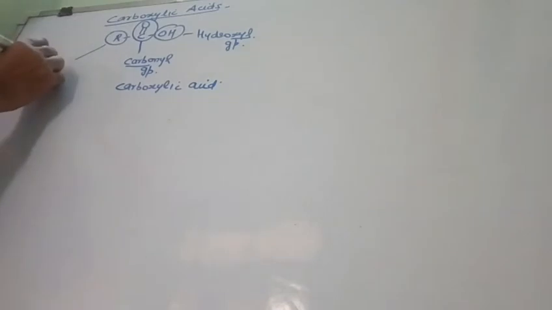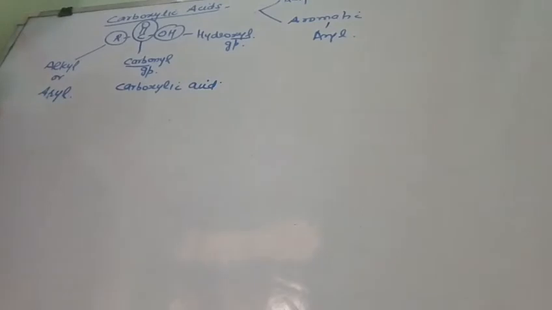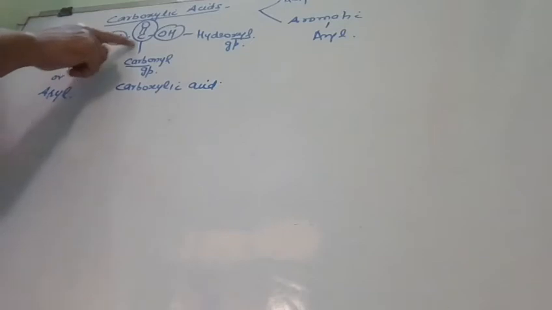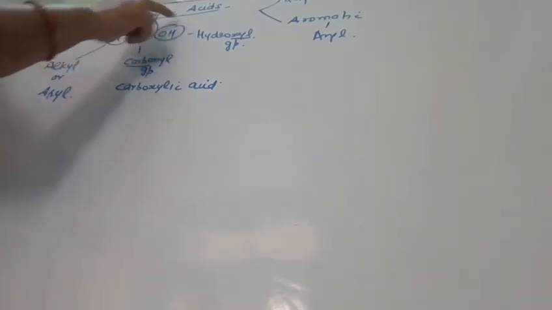This R may be alkyl or aryl group, right? So based on alkyl and aryl group, this carboxylic acid can be aliphatic carboxylic acid or aromatic carboxylic acid. If the alkyl group is present along with the carboxylic group, it is aliphatic carboxylic acid, and if aryl group is present along with carboxylic acid, it is aromatic carboxylic acid. Understood? So carboxylic acids are the compounds which contain RCOOH group, that is carboxylic group, right?